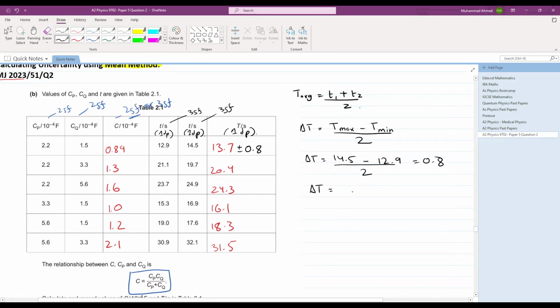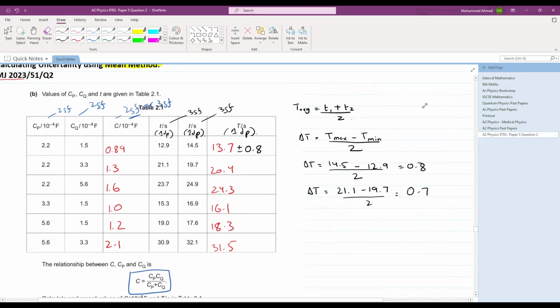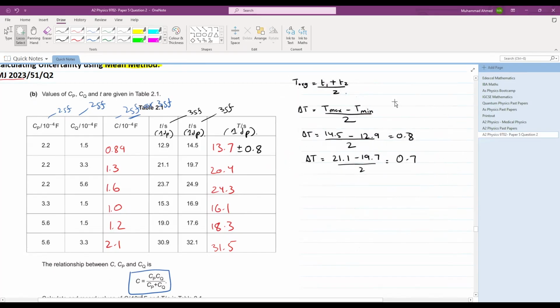Absolute uncertainty in time is equal to what? 21.1 minus 19.7, divided by 2. This will give you an answer of what? Let's put it here. 21.1 minus 19.7, divided by 2. This gives you an answer of 0.7. I think I will have to minimize things as well, and I will have to take control of my writing as well. It is getting too big. Okay, let's write it here, plus minus 0.7.